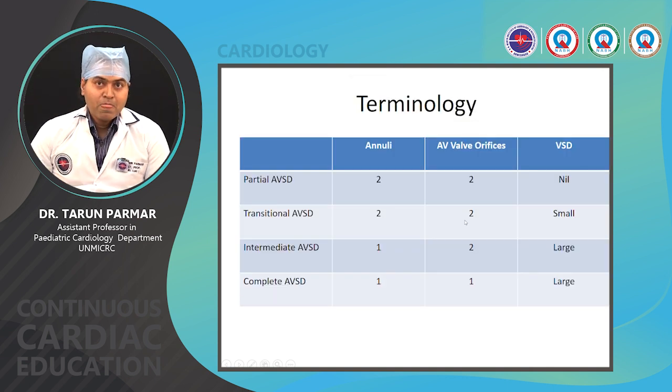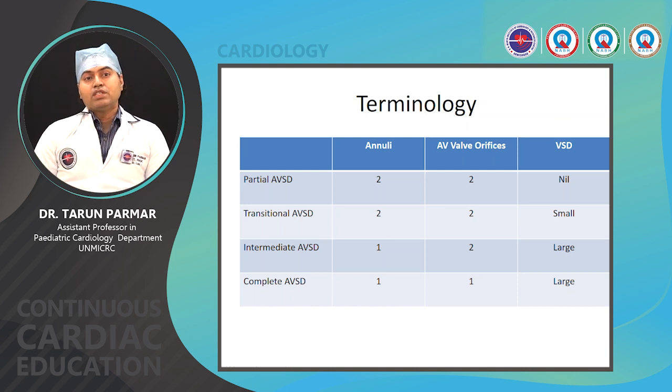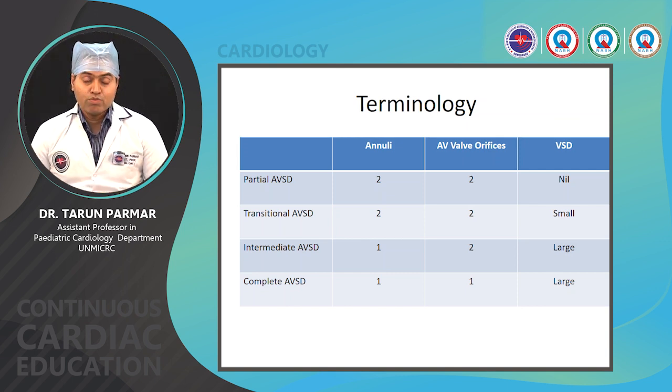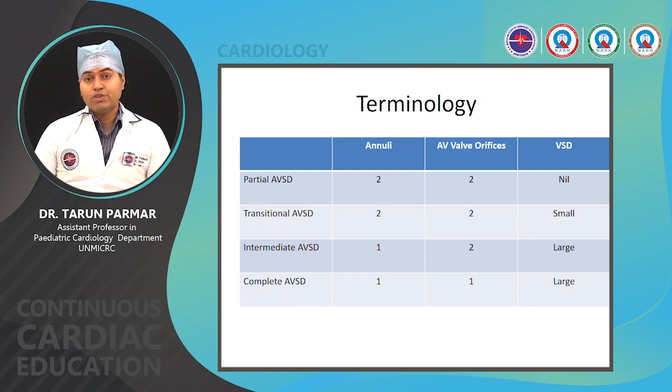So here we can see in terms of annuli and AV valve orifices, complete AVSD has one annulus and one AV valve orifice, and the VSD is large, while intermediate, transitional and partial AVSD have two AV valve orifices that are separated by the tongue of tissue. Partial and transitional AVSD have two annuli, but intermediate AVSD has one annulus. In partial AVSD there is no VSD, in transitional AVSD there is a small or restrictive VSD, and intermediate and complete AVSD have a large VSD.